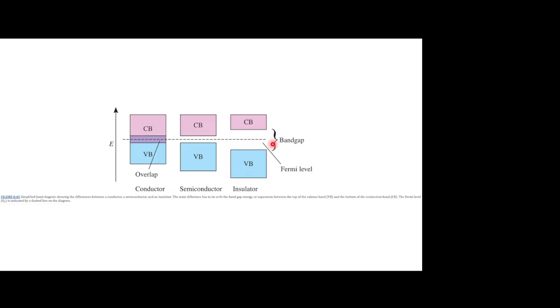Insulators just have a large band gap. Yeah. And then conductors have an overlap, so there's no significant band gap at all. Okay. You don't have to put in a certain voltage and they'll go. Okay.